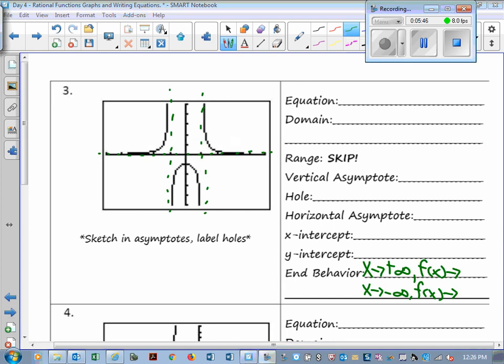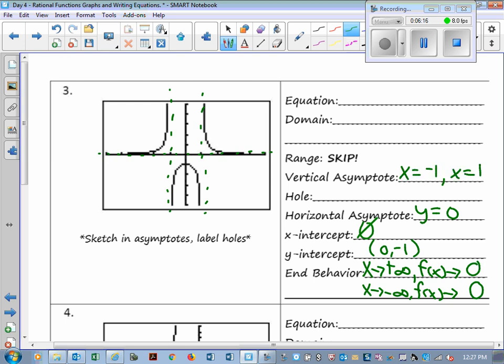All right, so let's see what we got. It approaches our horizontal asymptote. Our horizontal asymptote is at y equals 0. Our x-intercept is an extraneous solution. Our y-intercept is (0, -1). We have two vertical asymptotes at x equals -1, x equals +1. We have no holes. Personally, I'd like to put the range in here. So what would our range be?